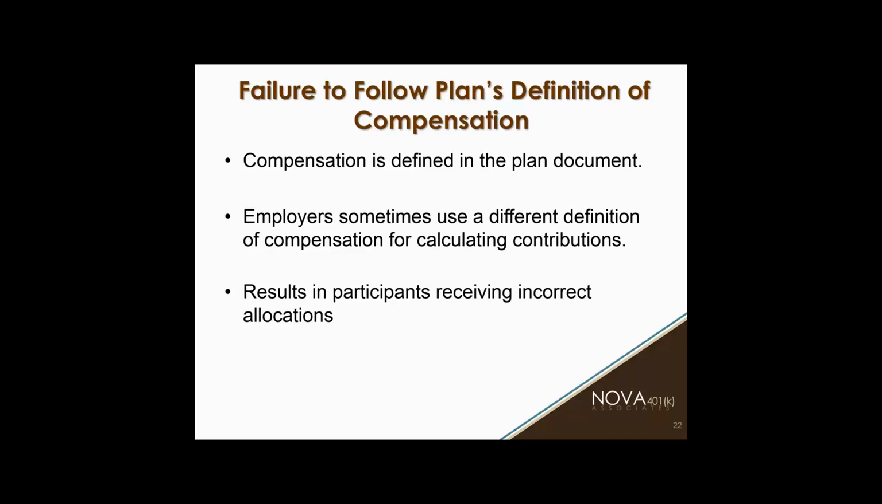So one of the more common ones is not following your plan's definition of compensation. So what compensation you're supposed to use for implementing employee deductions, the compensation definition that you use to compute your matching formulas if you're making a match, all of this is defined in your plan documents. And many times employers are using a different definition in payroll for calculating contributions than what the plan document says. And that results in participants receiving incorrect allocations, okay?